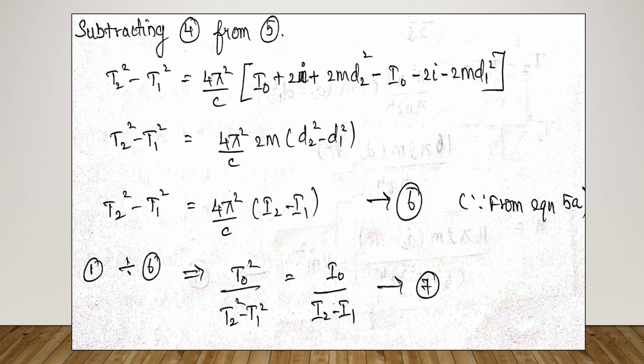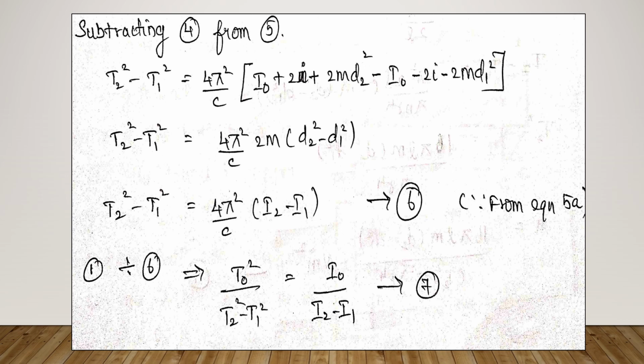Now subtracting equation 4 from equation 5, that means T2 square minus T1 square. So we are subtracting these two equations and cancelling out the common terms. So you will get T2 square minus T1 square is equal to 4 pi square by C into 2m into d2 square minus d1 square. So T2 square minus T1 square can be written as 4 pi square by C into I2 minus I1, because we know that I2 minus I1 is equal to 2m into d2 square minus d1 square from equation number 5a. Okay. So take it as equation number 6.